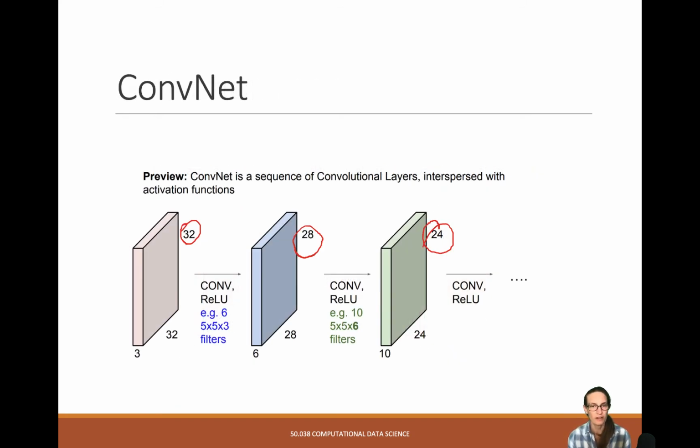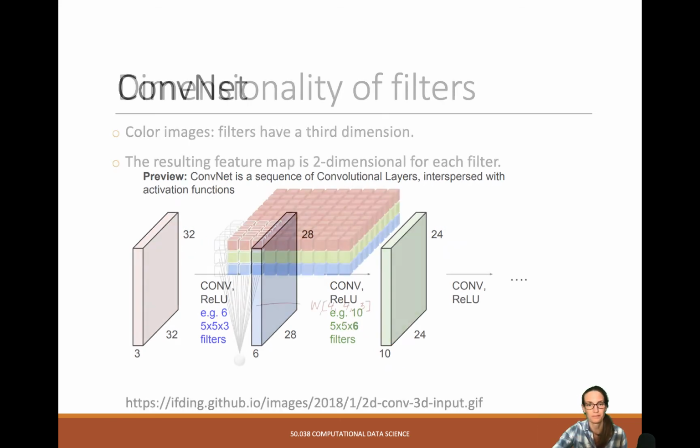If we look at a ConvNet, basically that is a series of convolutional layers interspersed with activation functions, ReLU activation functions. Note that each time you perform convolution, you slightly decrease the dimensions of the feature map. Also, depending on the number of filters you use, if you use 6 filters, you have 6 channels here. You use 10 filters, then you have 10 channels here. So the dimensions change a bit.